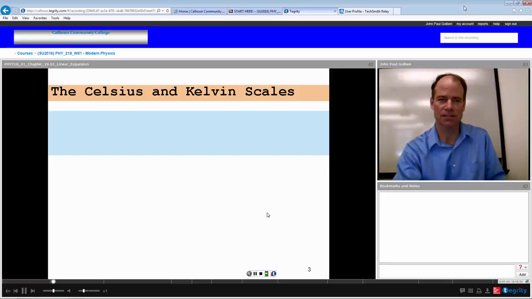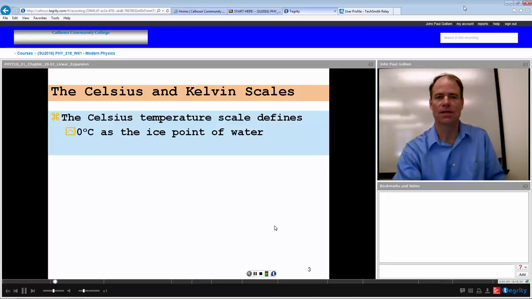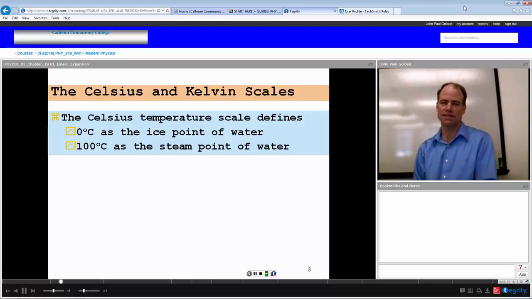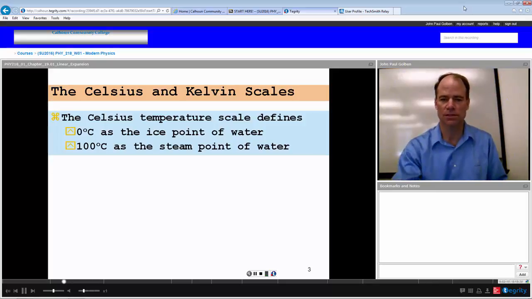Celsius and Kelvin scale, Celsius or centigrade scale, and the Kelvin scale. The Celsius temperature defines 0 degrees as the ice point of water, the freezing point of water, where it goes through a phase change, liquid to solid, and vice versa. And 100 degrees Celsius as the steam point of water, where it does the other phase change from liquid to gas, and vice versa.